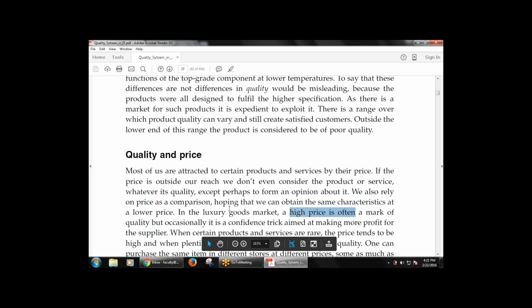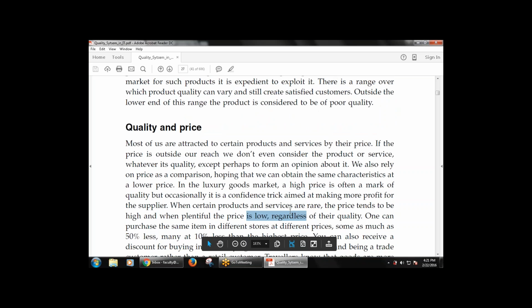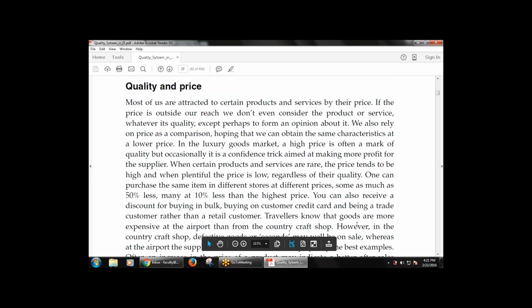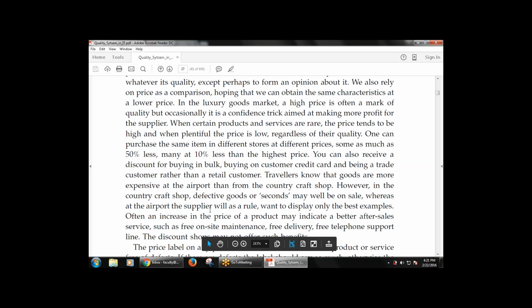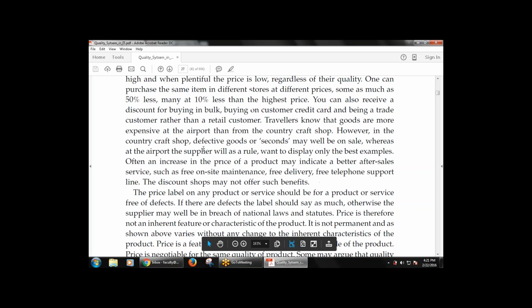And when certain products and services are scarce, the price tends to be very high, and when plentiful, the price is low, regardless of their quality. One can purchase the product or the services for example at 50% less or with a 10% discount, whatever offer is available, and we can export or import much more as compared to the other.